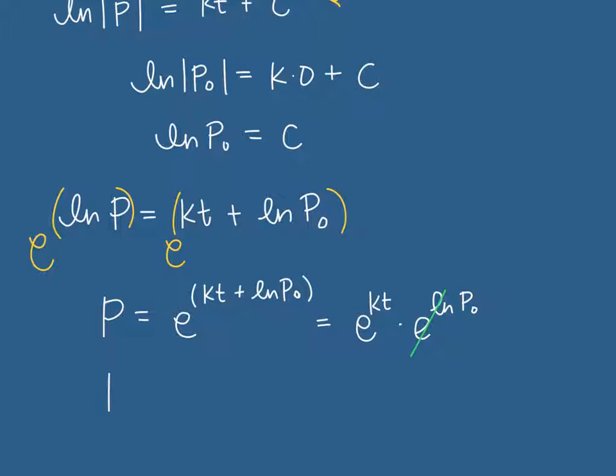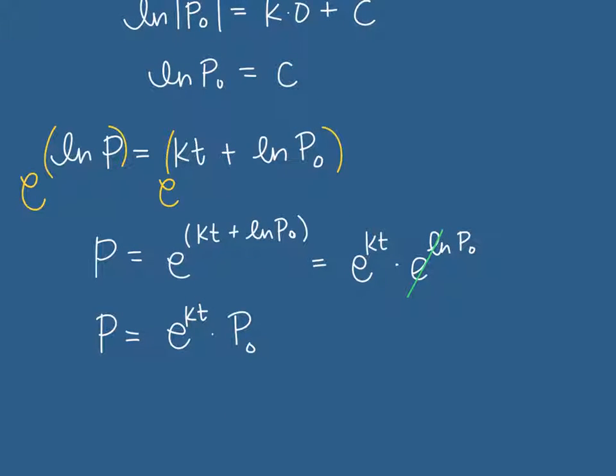So I am left with p equals e to the kt times p sub 0, or in a more common form, p equals p sub 0 e to the kt, which is also the same thing as your PERT formula. We just use k instead of r, but otherwise it's the same thing.